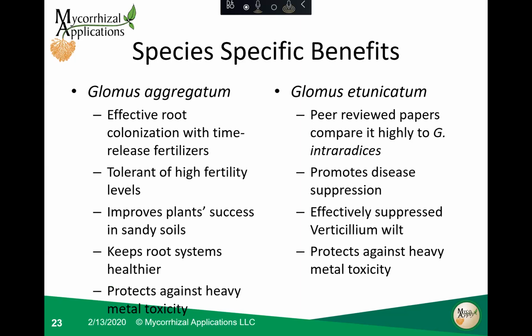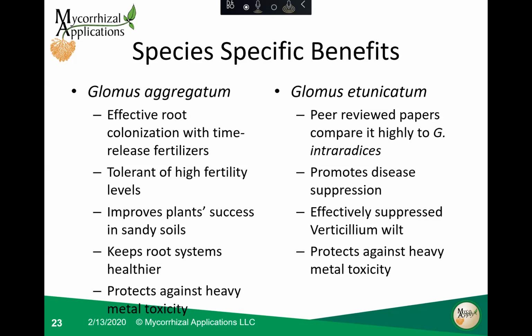Then when we move over to our other two, Glomus aggregatum is effective at root colonization with the time-release fertilizers as well. This one is tolerant of high fertility levels, so when growers are using higher rates of fertilization, maybe 300 parts per million or more constant feed, this species is going to perform a lot better with those plants. It also improves plant success in sandy soils, keeps roots healthier, and protects against heavy metal toxicity. And our last species is very comparable to intraradices in what it does, but it also promotes disease suppression by increasing the plant's health. It has also been shown to suppress verticillium wilt, and it protects against heavy metal toxicity.